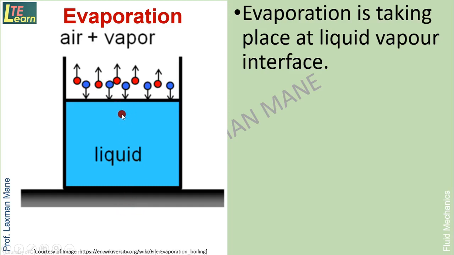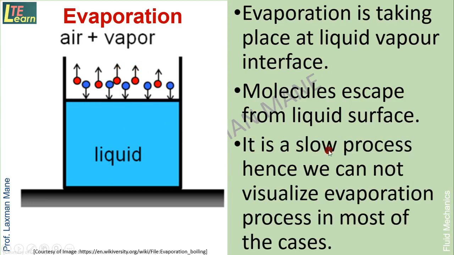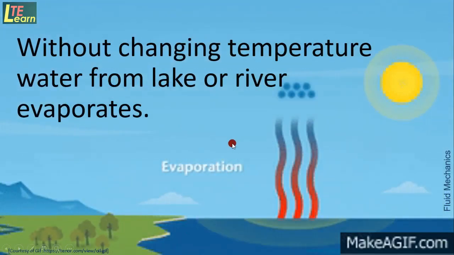Now in this case, molecules naturally escape from the liquid surface. Below this interface we find liquid only, and above this interface we find air plus vapor molecules. It is a slow process, hence we cannot visualize the evaporation process in most cases. In open atmosphere, without changing temperature, water from a lake or river evaporates. So this is called evaporation.